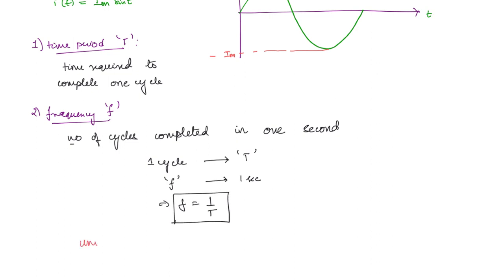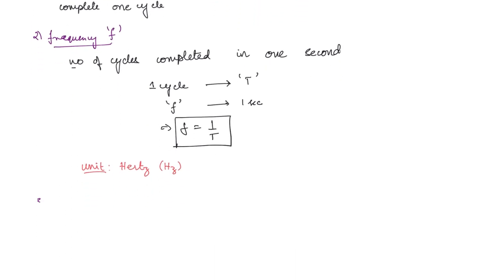And what is the unit of frequency? The unit is hertz, its short form is Hz. Now another kind of frequency that we will be using is angular frequency, and this is represented by omega. So what is angular frequency? It is the radians per second.